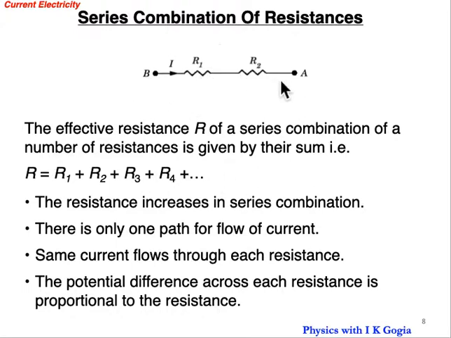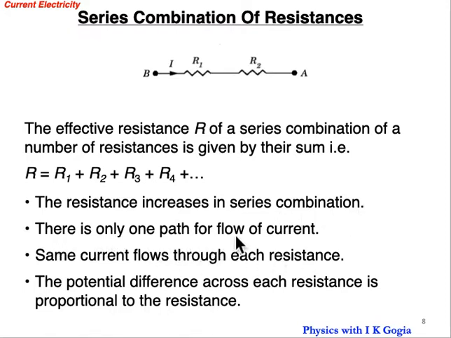The resistances are connected in series if they are joined end to end so that there is only one path for flow of current. So whatever current passes through R1, the same will pass through R2, R3, R4, R5 and so on. So in series combination, the same current passes through all the resistances. The effective resistance of series combination of a number of resistances is the sum of the individual resistances. Total resistance R is R1 plus R2 plus R3 plus R4 and so on. The resistance increases when the resistances are combined in series.